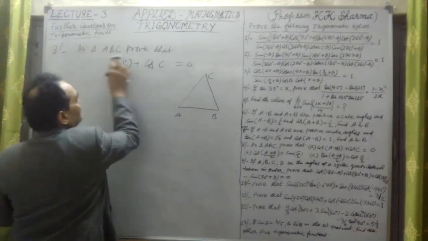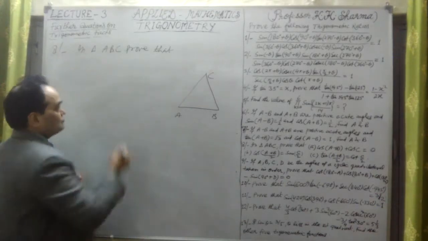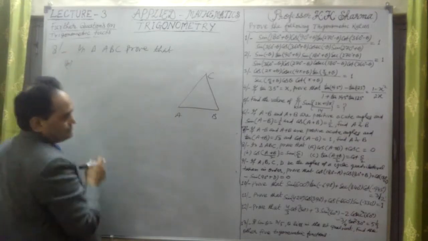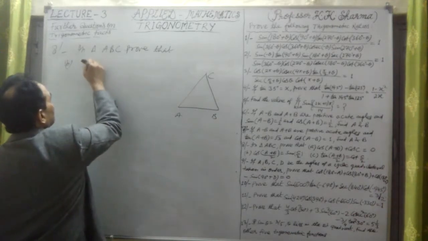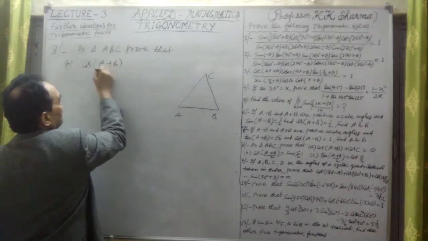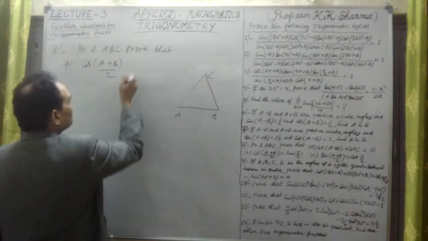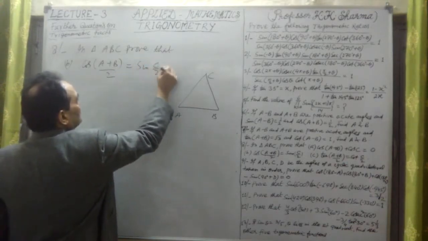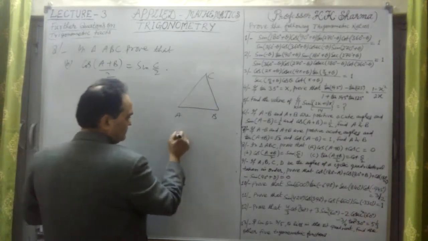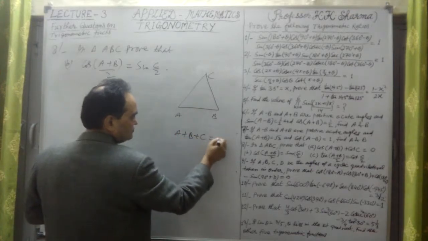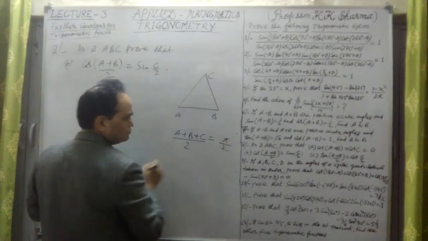What is the second part? Let me write the second part. There are three parts of this question. In the second part, we have to prove. The B part says, prove that cos of A plus B upon 2, the angle half, is equal to sin of C by 2. Okay, let me now take this. What do we see here? If I write A plus B plus C is equal to pi, and if I divide it by 2, that means pi by 2.